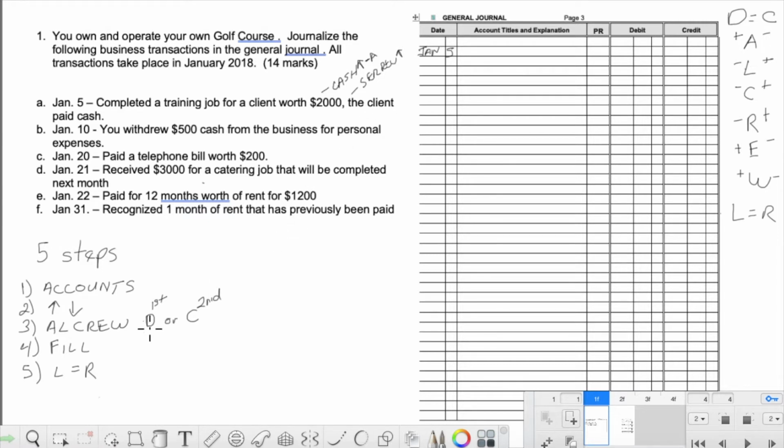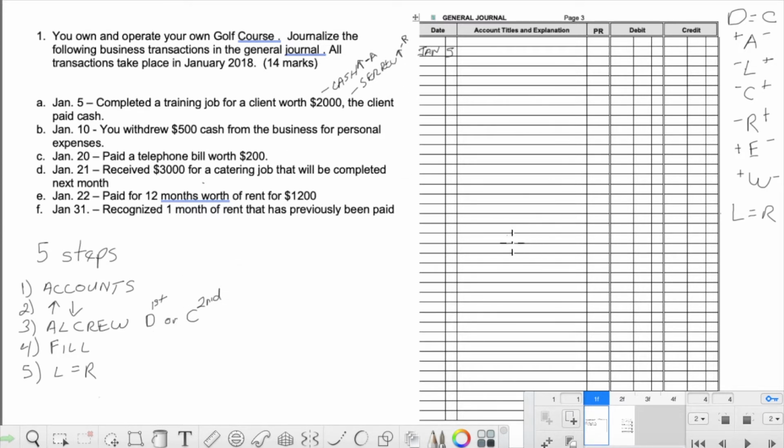And what account, as we're doing here, service revenue. Which one is it? Revenue, and it went up, so it's R. I'm going to run out of space here, but it's okay. R. Now we're ready to go.